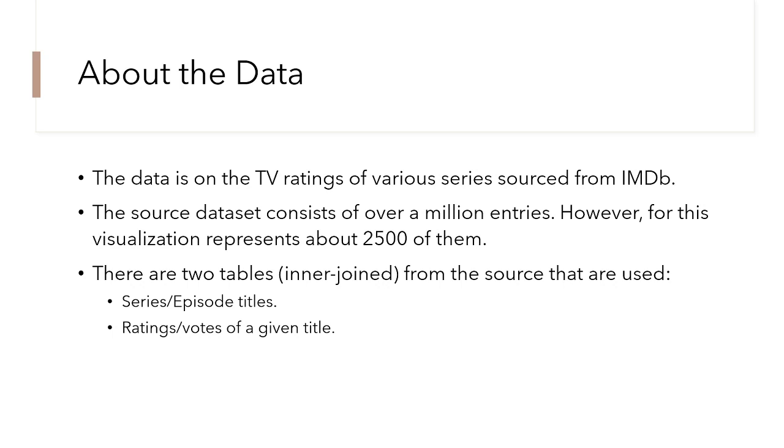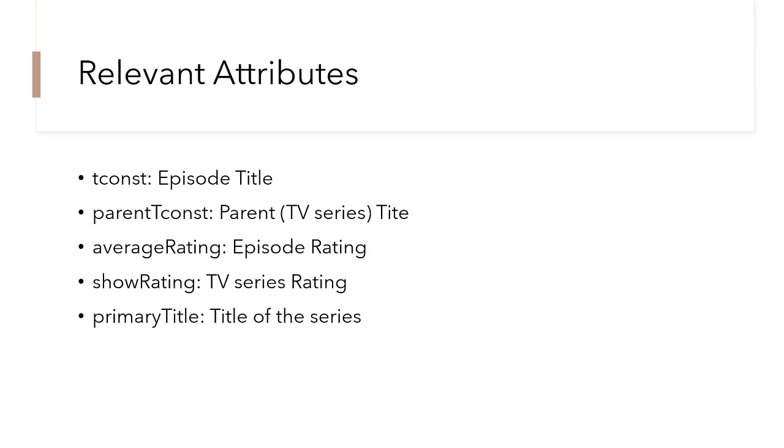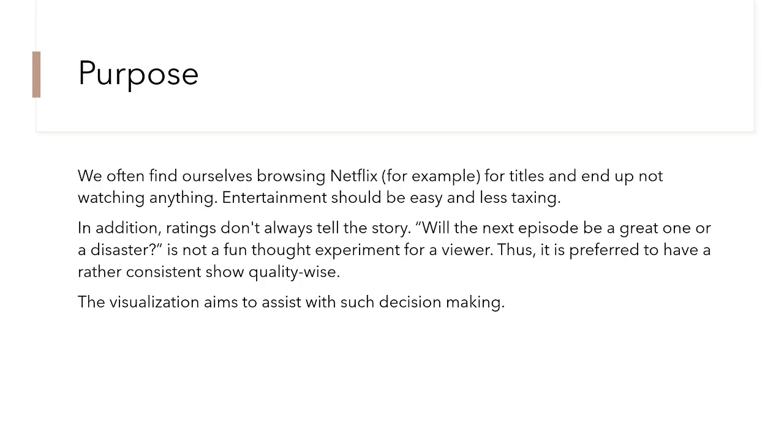So there are two tables. We sourced the dataset from IMDb. There are about a million entries, but for the visualization, we have taken only about 2,500 of them. One table is title and rating, where a title can be an episode title or a series title. And we have another table to cross-reference search. These are the relevant attributes, and we'll come to this in the next slide.